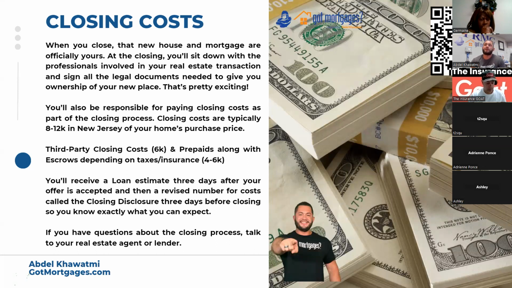Closing costs, guys, we're going to go over in detail next session. I highly recommend you show up to this one, because I get this question all the time. Remember, aside from your down payment, you have to come up with the closing costs, and the closing costs can range. Typically in New Jersey, I usually say anywhere from $8,000 to $12,000 in total closing costs. That is your third-party closing costs, and that is your prepaids and escrows. And it's usually about half, right?